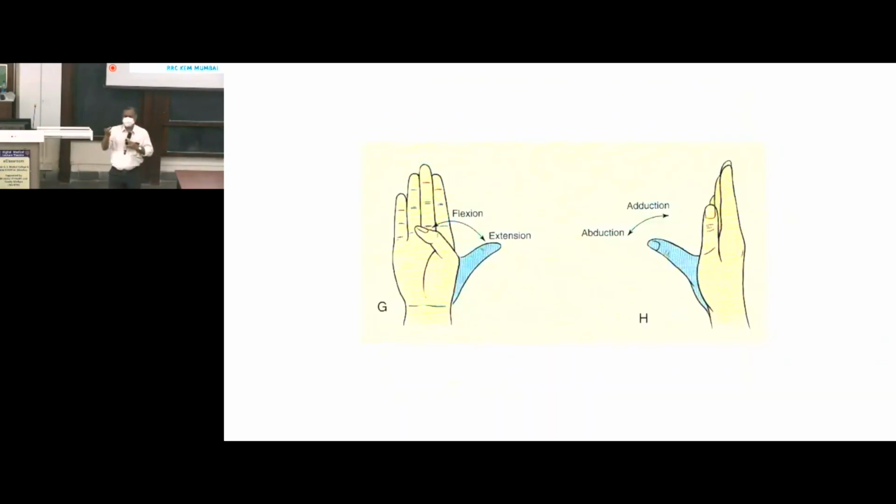And for the thumb, there are peculiar movements, apart from flexion, extension, adduction, abduction. Now the thumb is at right angles to the other fingers, so the direction is different. But there is another movement which is most important. The thumb can touch the other fingers. This is called opposition. And getting it back is called reposition. You will be learning details when you learn this part of the upper limb.